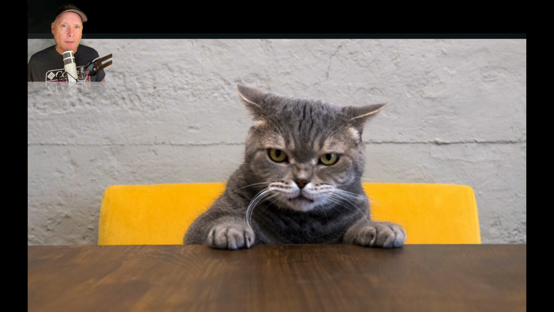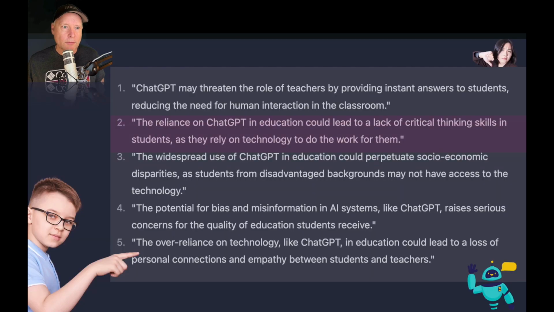Now, is everything great about it? Well, Grumpy Cat here doesn't think so. There's a whole bunch of reasons here that I asked ChatGPT for the negative side of it. And number 2, let's just highlight that one. The reliance on ChatGPT and education could lead to a lack of critical thinking skills in students as they rely on technology to do the work for them. That makes sense. If I can just ask the robot to do it, where does all my thinking come in?